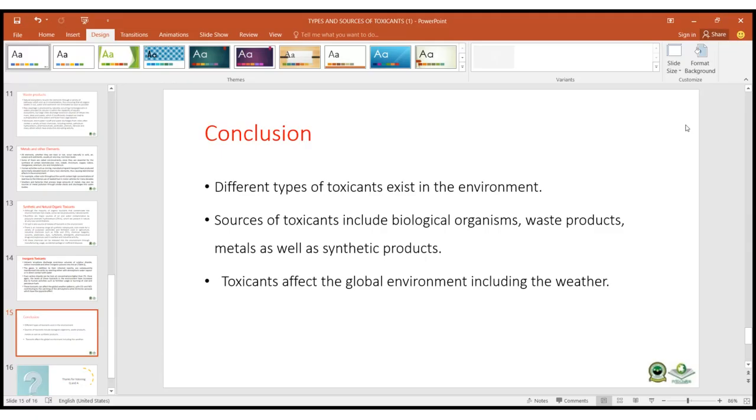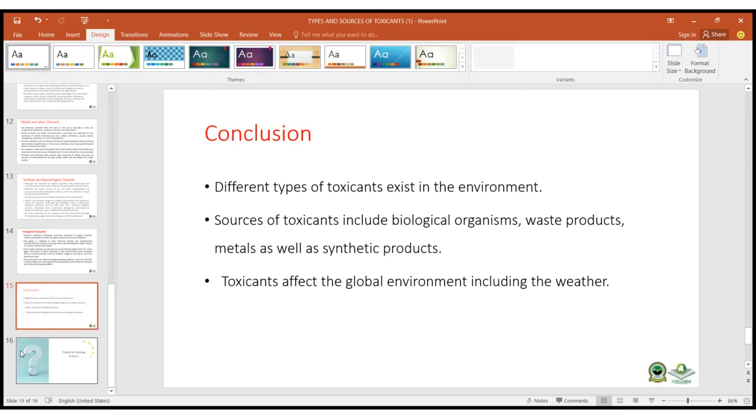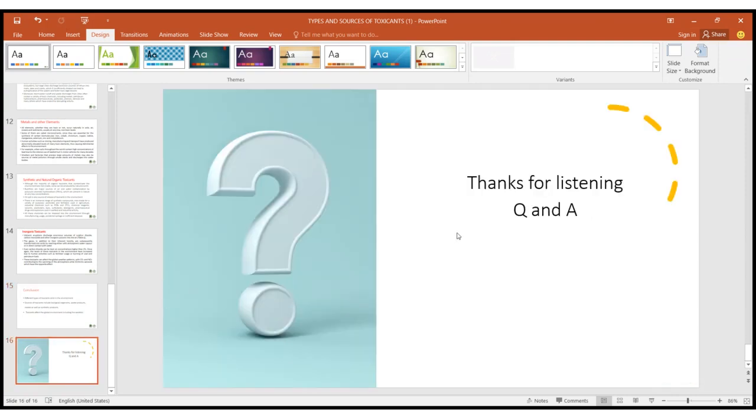The reason we have these changes in weather pattern is as a result of the effect of these toxicants that are affecting the weather. So that is where we come to the end of this class.